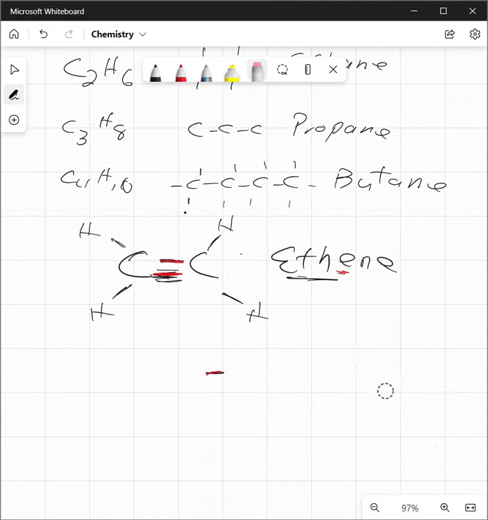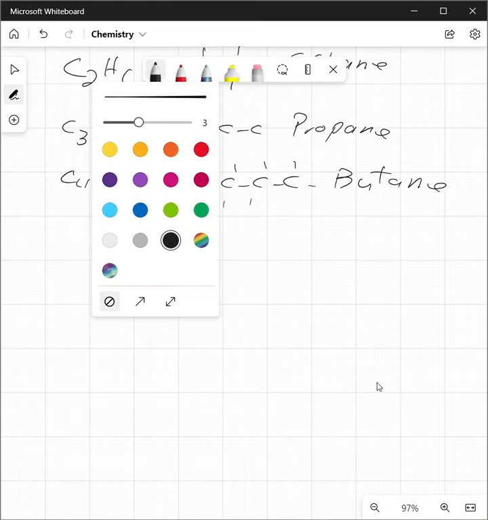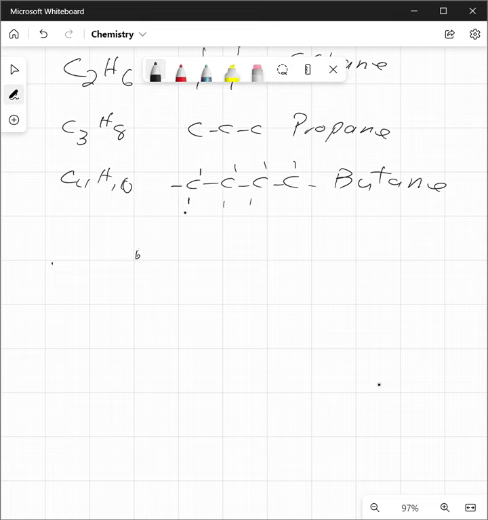This new whiteboard, the Microsoft update, I don't like it. I was perfectly happy with it the way it was before. But okay, now we have a little room.